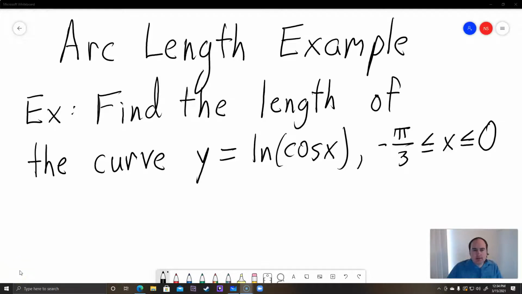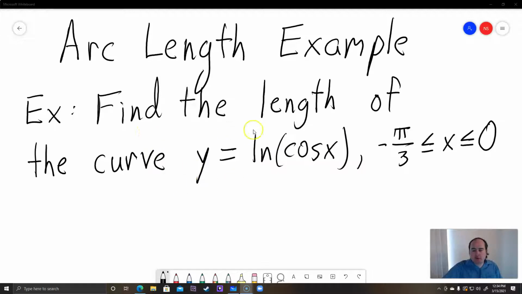Hi students, this is an example of an arc length problem. This problem is quite similar to the one on the discussion board for this week. The only difference is the discussion board is worded more as a word problem, but the actual math that we're going to be doing here is very similar. And the function is actually quite similar as well.